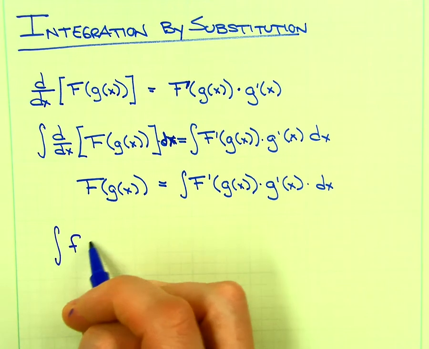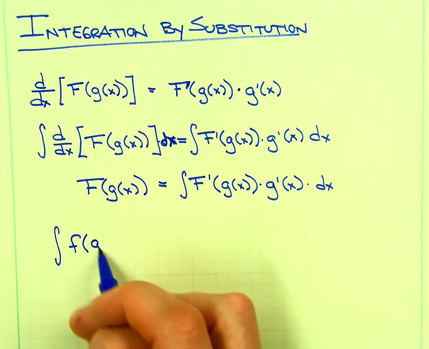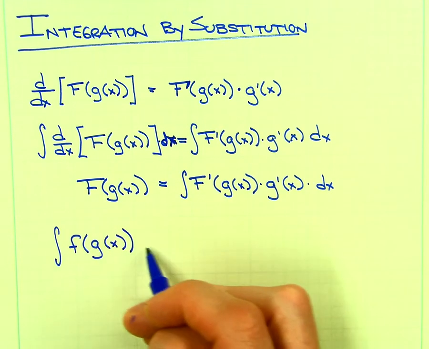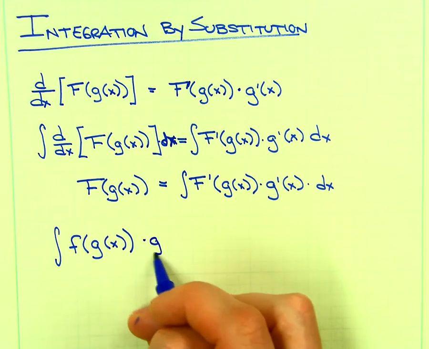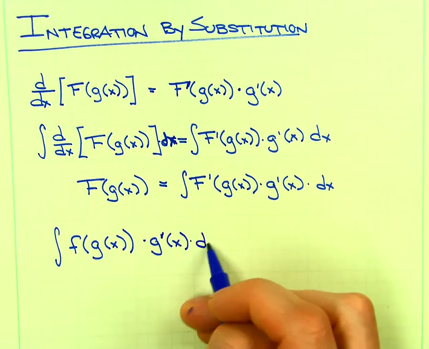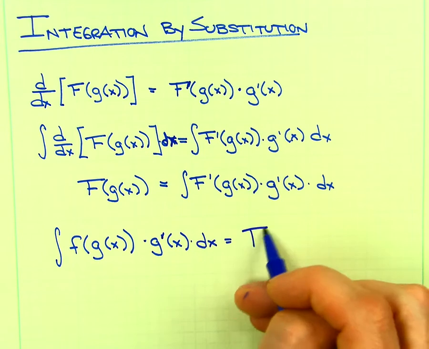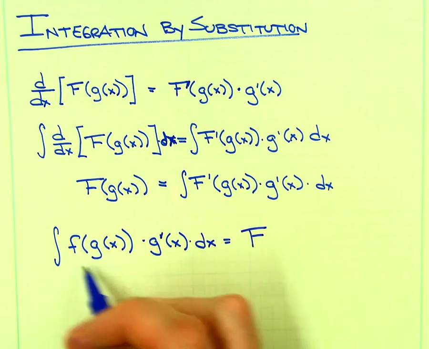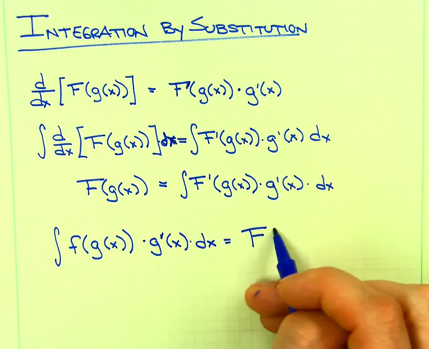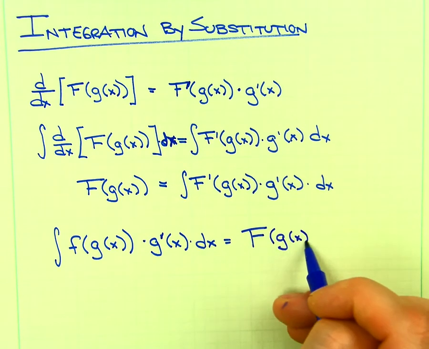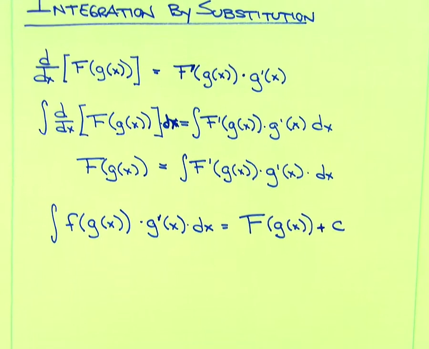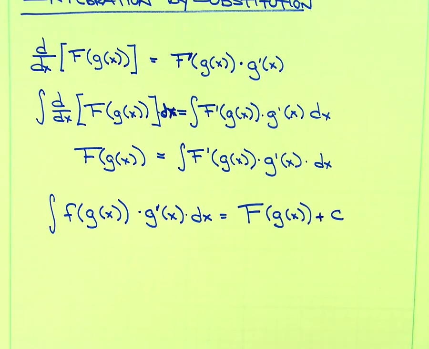So in this case I'm using little f very purposely. So the integral of the function of a nested function times g prime of x dx is going to be equal to capital F. Remember, the capital F is an antiderivative of f. Capital F of g of x plus c. Of course, I forgot the plus c up here because there's always a constant anytime you do an indefinite integral.